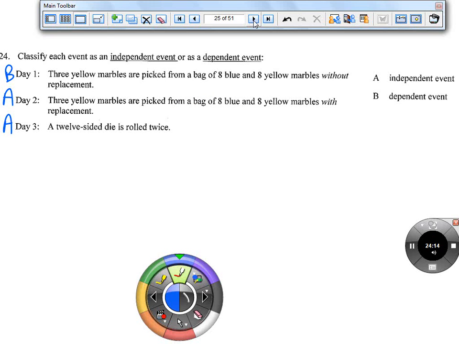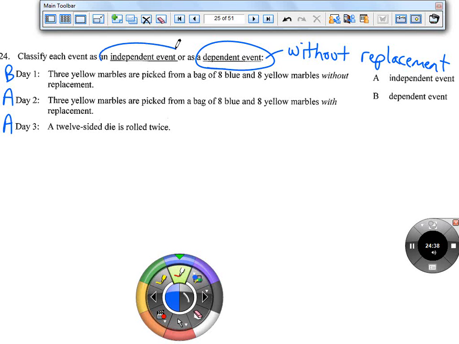Classify each as an independent or dependent event. Okay, dependent means that when you go ahead and do it again, it actually affects it. So this would be like if you didn't replace. So dependent means the keywords we're going to say are without replacement. That kind of affects what happens the next time. You don't put the marbles back. Independent event means that you actually put whatever you took out back, so that the next time you do it, it's going to be the same probability. So that's with replacement.